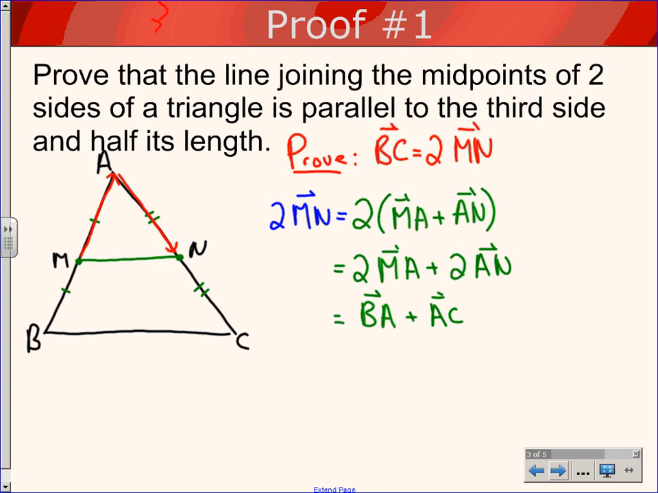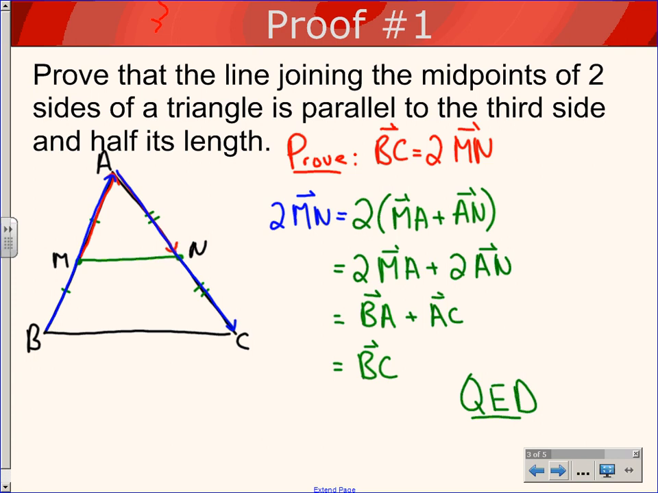And now I have this. I've got vector BA all the way up and vector AC all the way down. If I put those together, it gives us vector BC, which is what we needed. So our proof is completed, which is basically what QED means. It's mathematical symbols meaning therefore proven. We've proven what we were set out to prove.